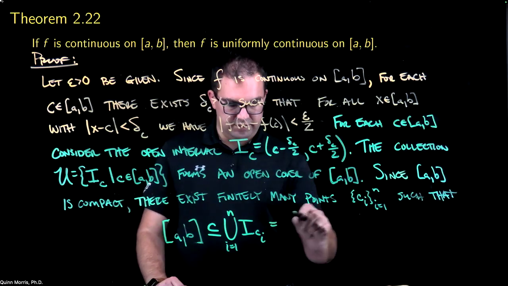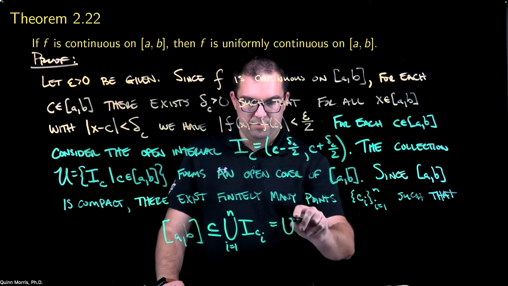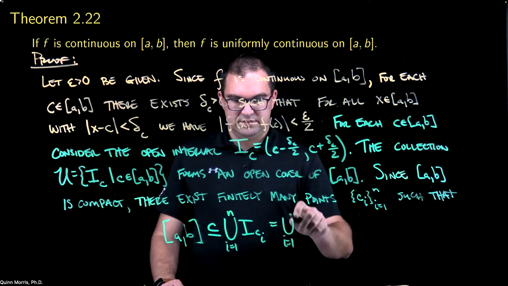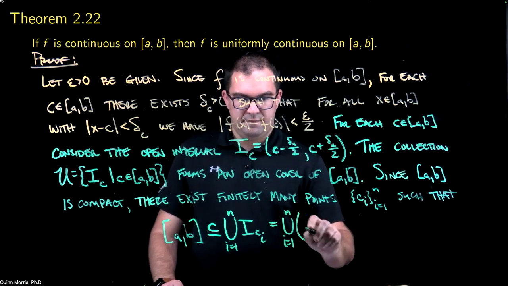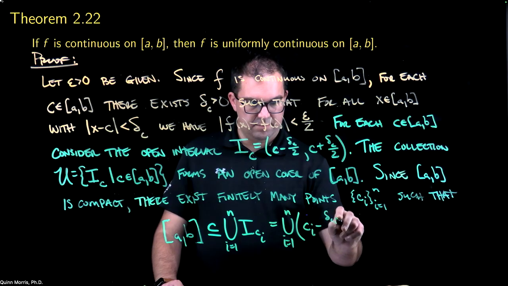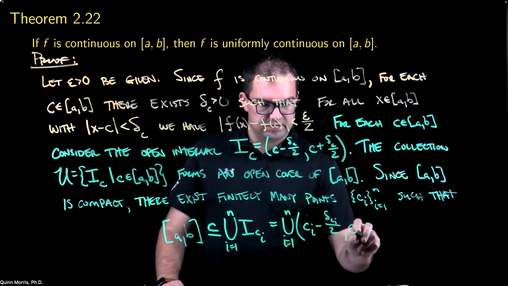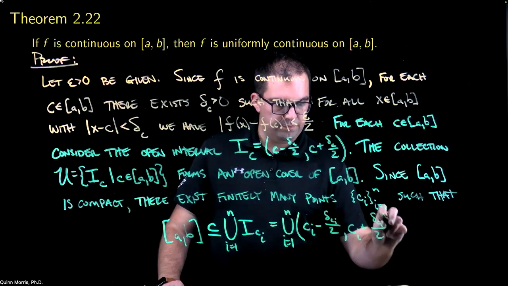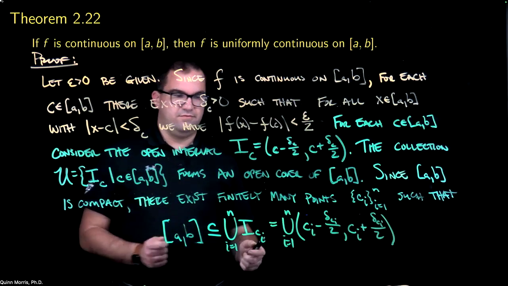And notice we could also go back and express these in their interval form. So this is the union for i equal to 1 to n of the interval from C sub i minus delta C sub i over 2, comma, C sub i plus delta C sub i over 2. One of the reasons I want to write it this way is I want to emphasize a point now.